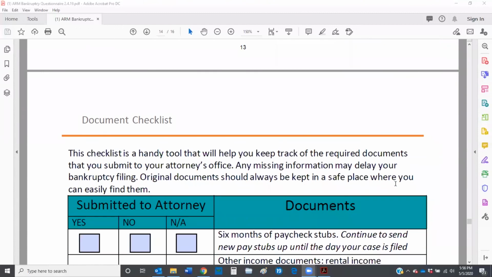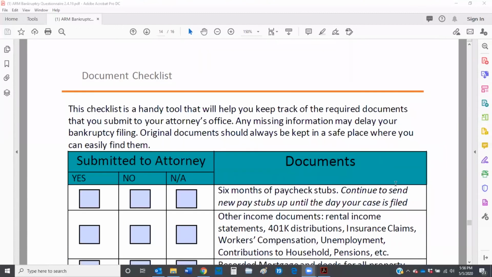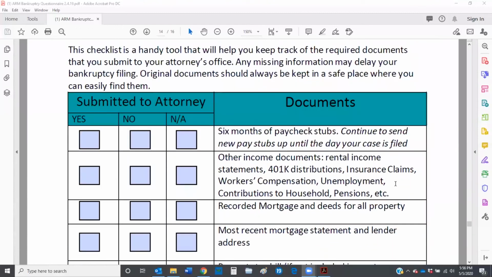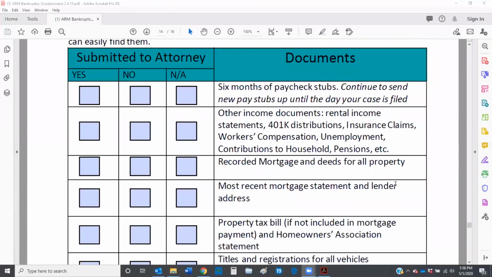The next section talks about the document checklist. So this is a handy little tool. It's more for you than it is for us. It helps you keep track of what you've already sent to us. We love getting clear, clean, scanned copies through email or fax of any and all documents. It makes it easier, and most of the documents we have to scan to submit to the bankruptcy court digitally anyway. So if you have already sent your PACE checks, just give that a click.